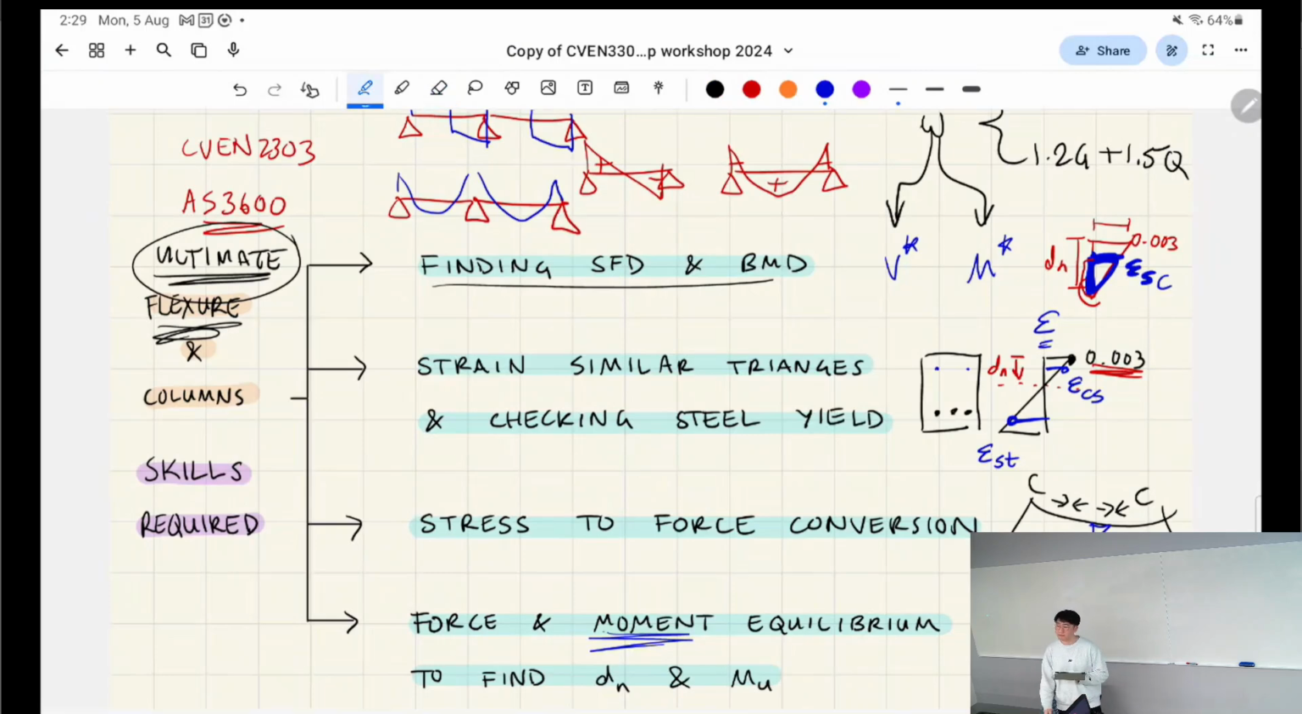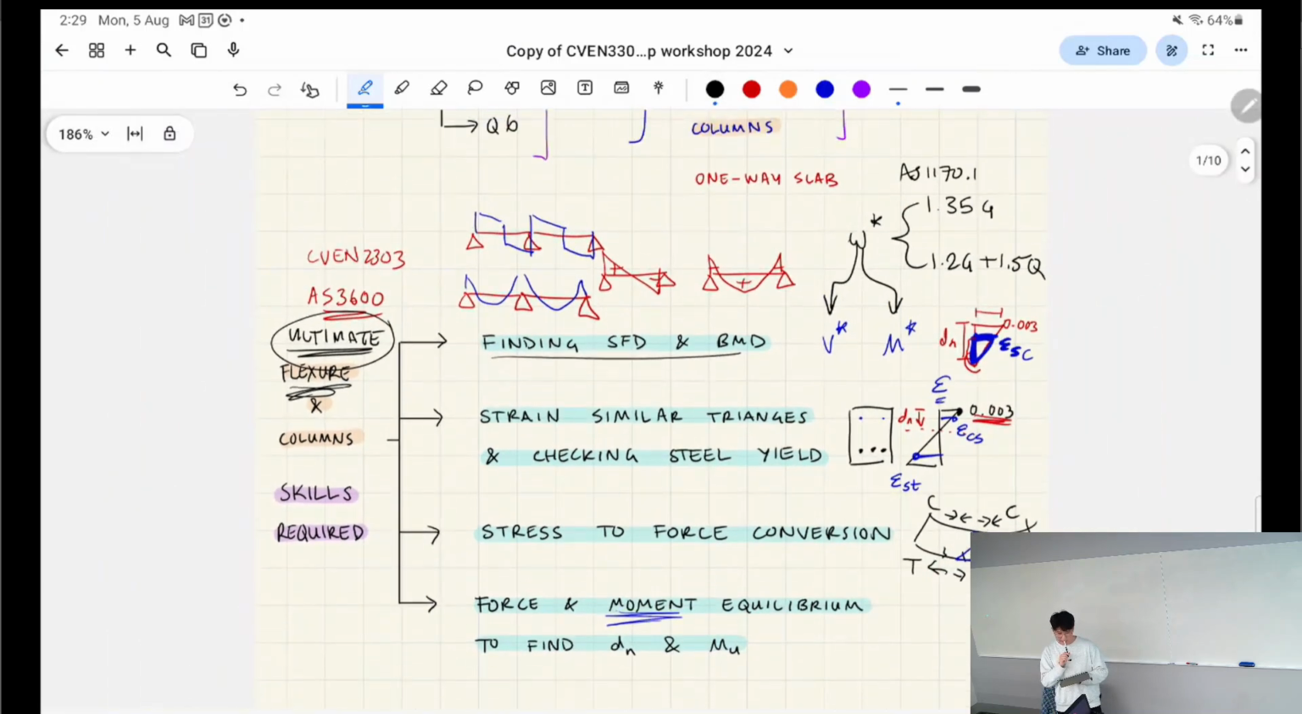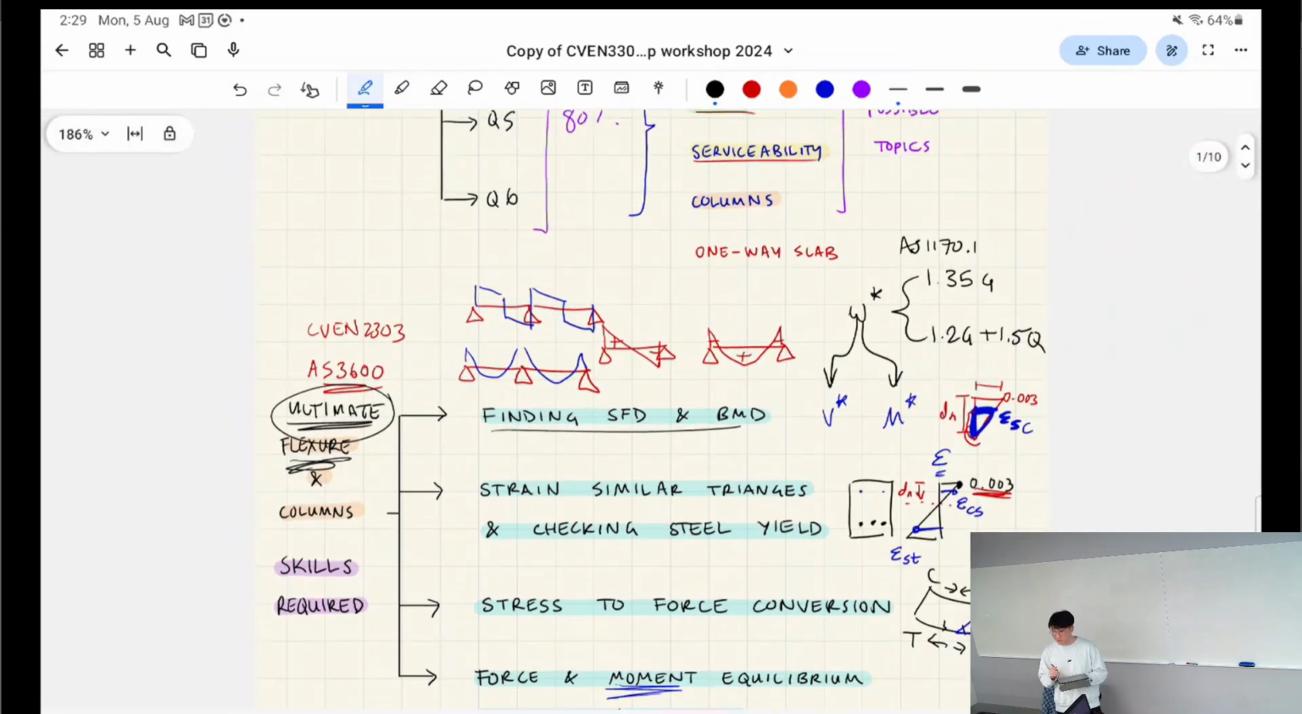Instead of using similar triangles, is there a certain formula that we can use? Yeah, you can. But it depends what you're deriving. Sometimes you're trying to work out the tensile steel. Sometimes you're trying to work out the compressive steel. So you might mix up the formula in your head if you just try to memorize it. So it's better to just do this triangle is equal to this triangle.